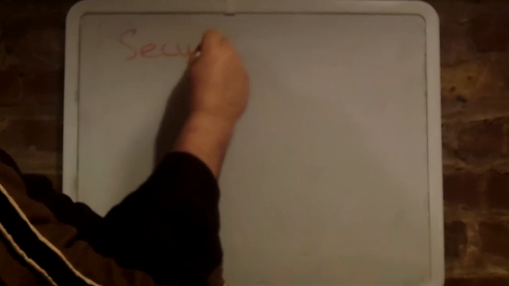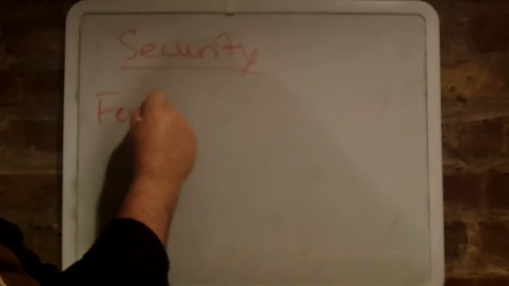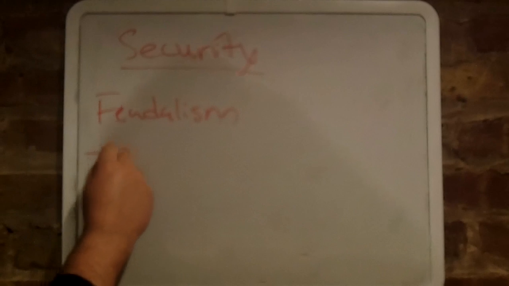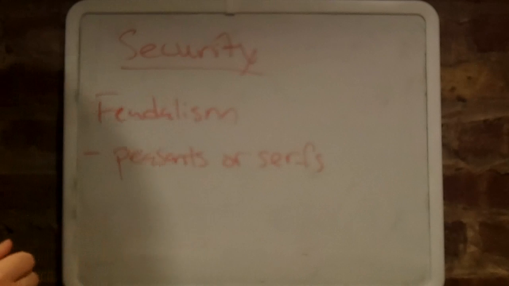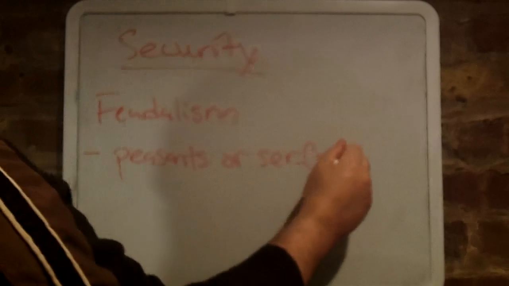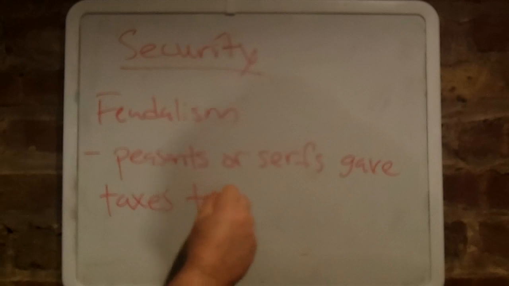So with the collapse of Rome and all this violence and conquest from barbarians, the main problem of the time was security. Since there were no large nation states or empires to count on for protection from barbarians anymore, a new arrangement sprung up called feudalism. This was a system where peasants or serfs, who were tied to the land and not allowed to leave it, gave taxes, either in the form of goods or money, to warlords to protect them.